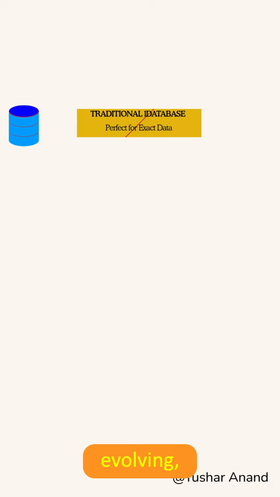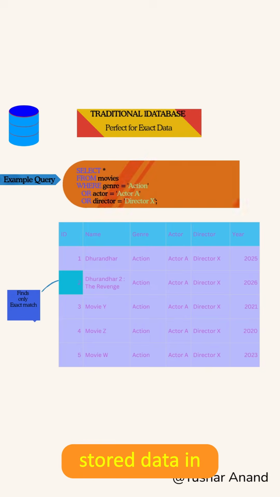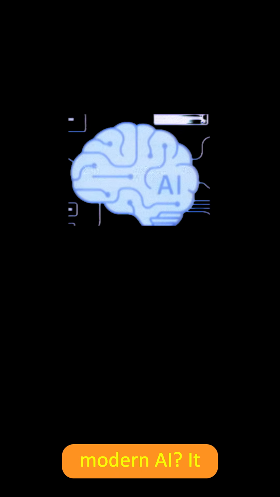As AI is rapidly evolving, especially with the rise of LLMs, the way we store and search data is changing. As you know, traditional databases store data in rows and columns. But what about modern AI? It actually thinks in vectors.